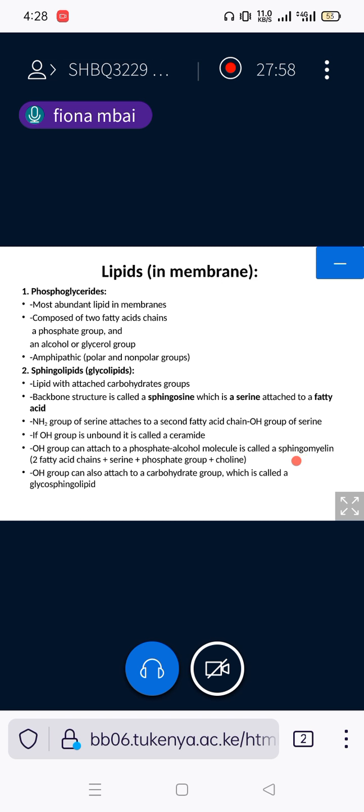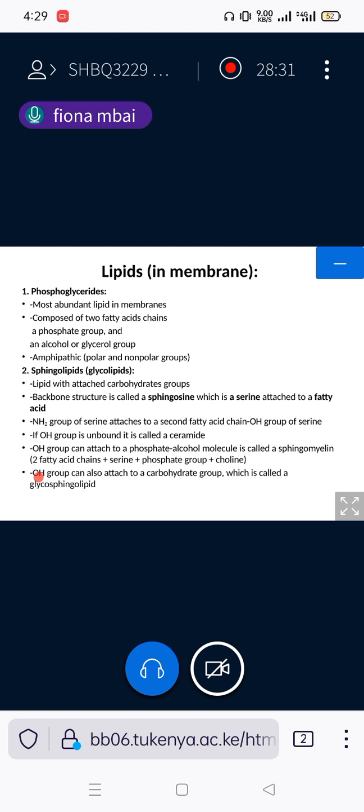And this is the type that covers the nerve cells so that you don't get cascading of a nerve impulse causing electric shock as it travels from one point of the body to another, causing electric shock to all the organs on the way. And sphingomyelin has two fatty acid chains, a serine, a phosphate group, and a choline. I think you're beginning to see the pattern here. There's nothing very complicated about it.